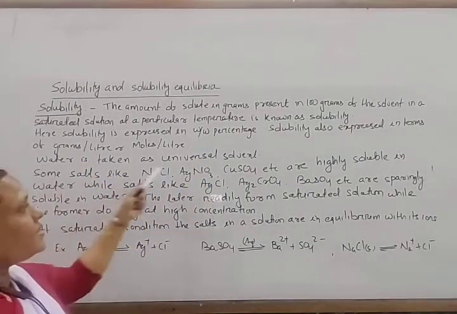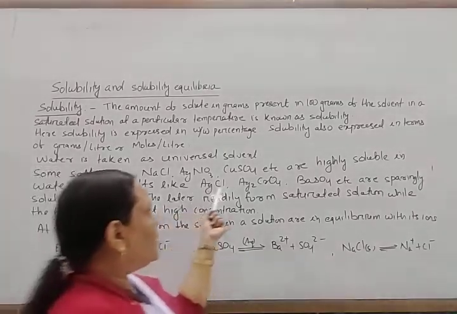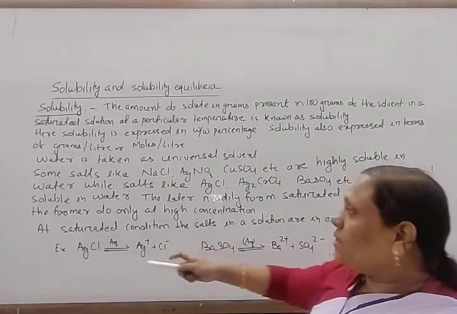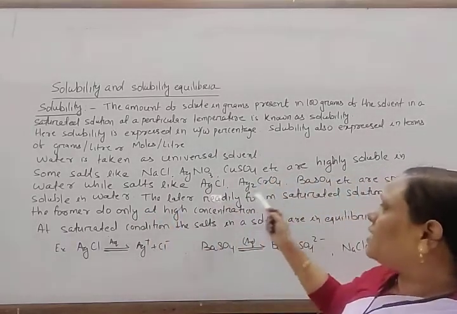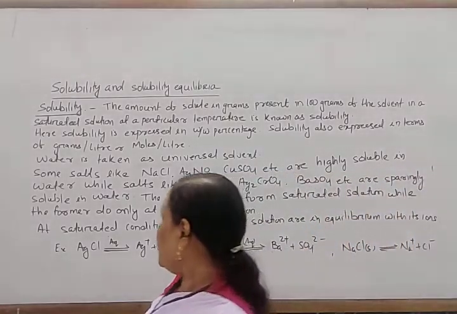Water is taken as the universal solvent. Some salts like sodium chloride, silver nitrate, and copper sulfate are highly soluble in water, while salts like silver chloride, silver bromide, barium sulfate, etc. are sparingly soluble in water.